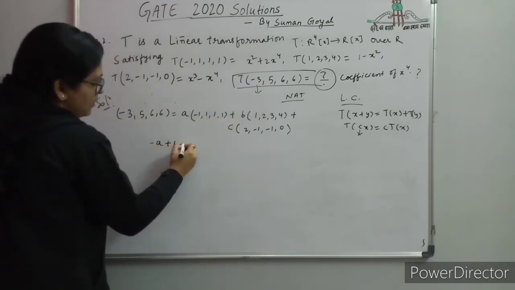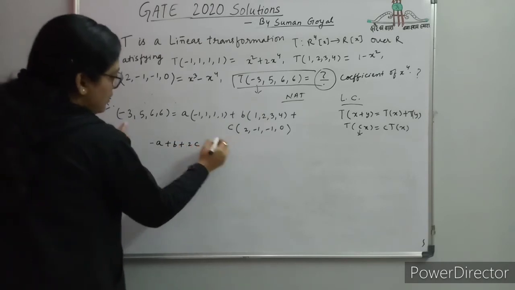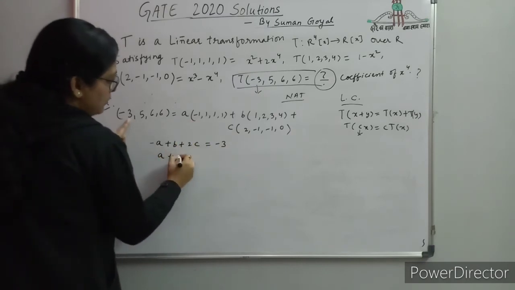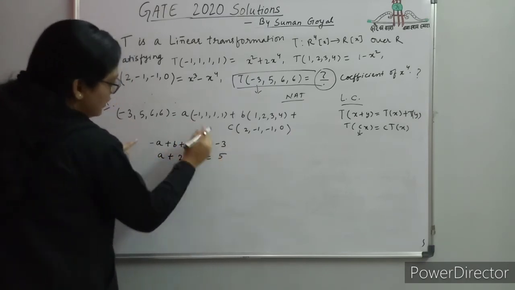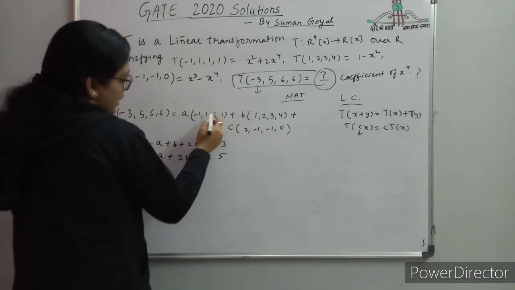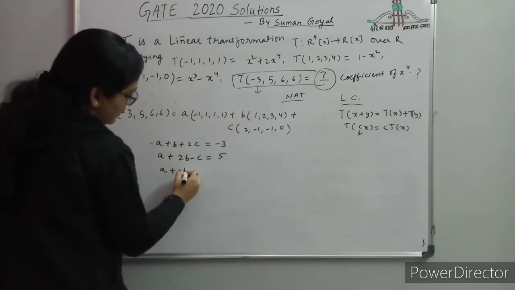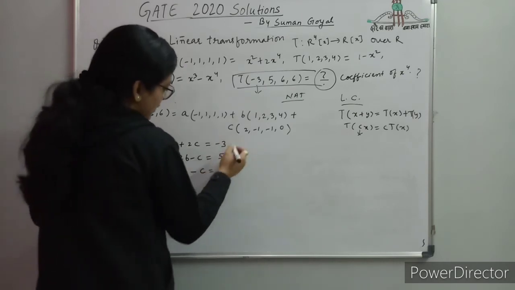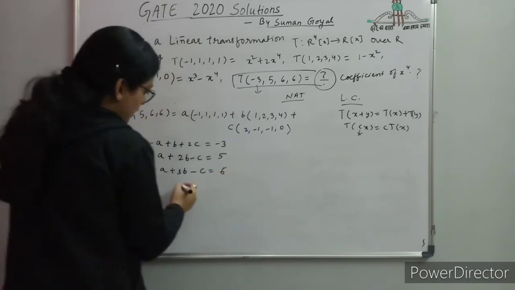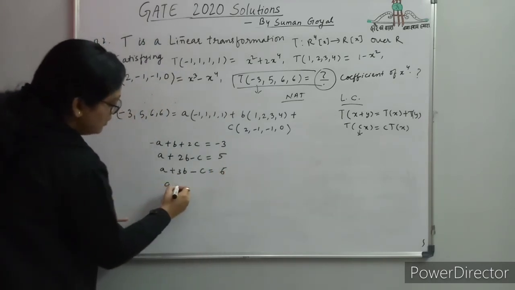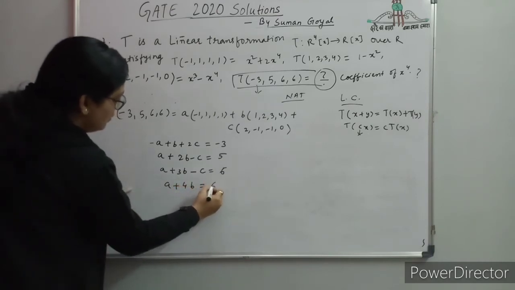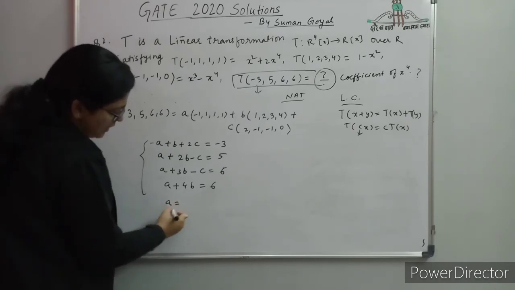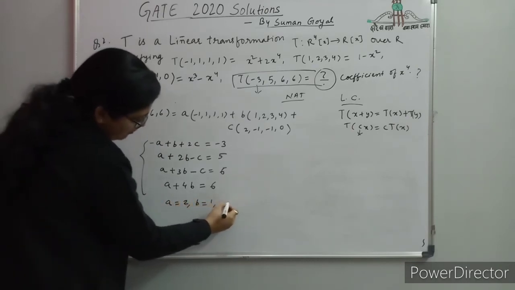You can make the equations like this. First, minus a plus b plus 2c equal to minus 3, then a plus 2b minus c equal to 5. Nothing I am doing, I am just equating the coefficients, a plus 3b. You are able to write this linear combination because these are linearly independent vectors. You can check the linear independence of the vectors if you want. Equal to 6. So solving these equations, you get the values of a, b and c. A is 2, b is 1 and c is minus 1.